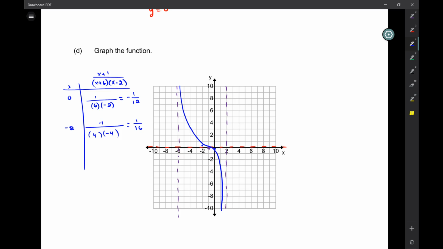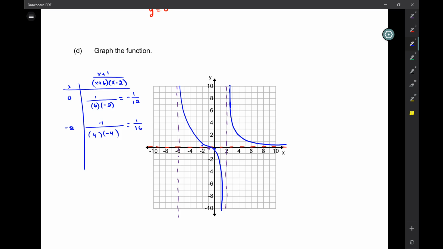Okay, now we do our little Pac-Man bit, right? So if it exited from the bottom here, it's got to re-enter from the top. Come down, and I know it's got to follow the horizontal asymptote there. Is it going to cross the x-axis anywhere? No, because there are no more zeros. So this is the only way it can look.